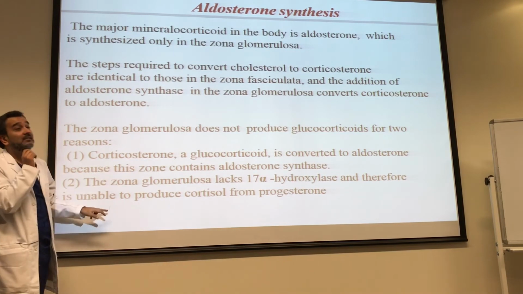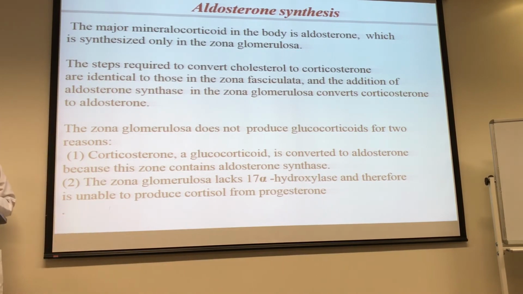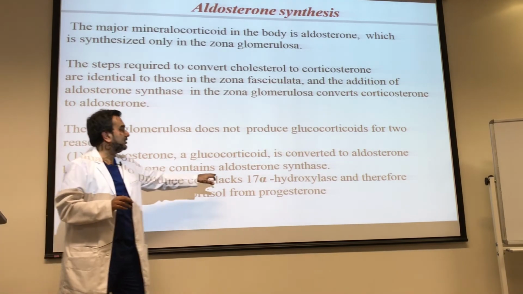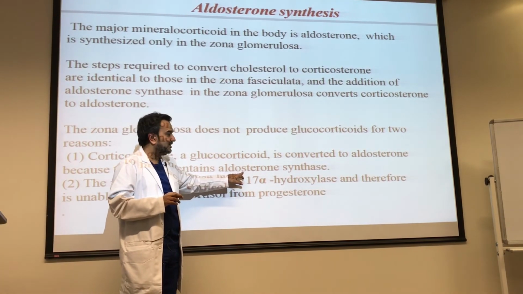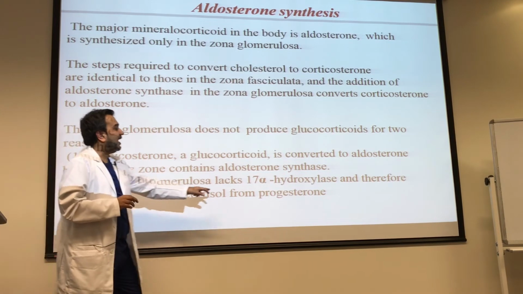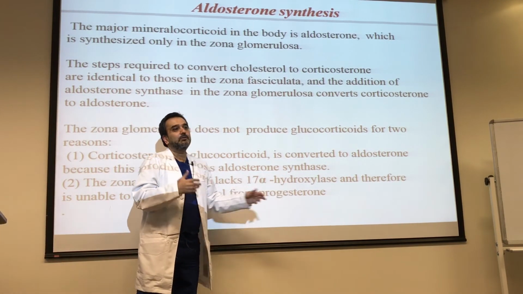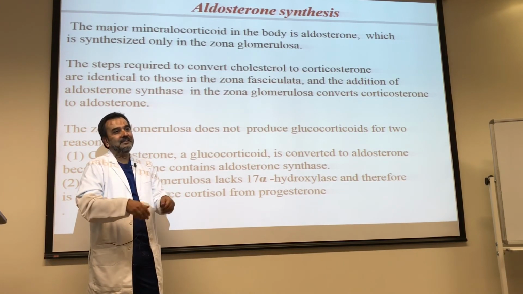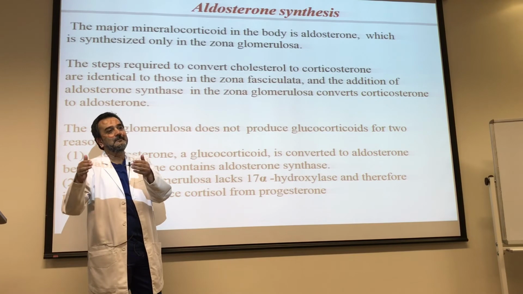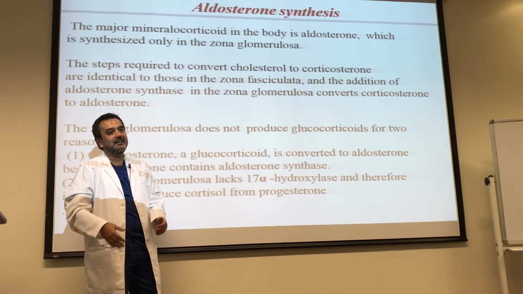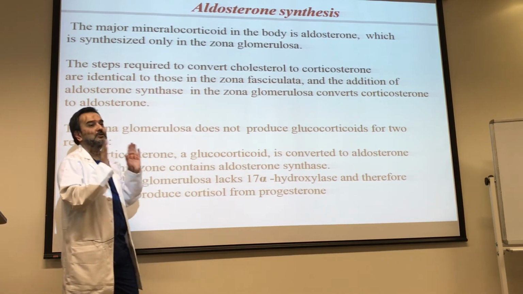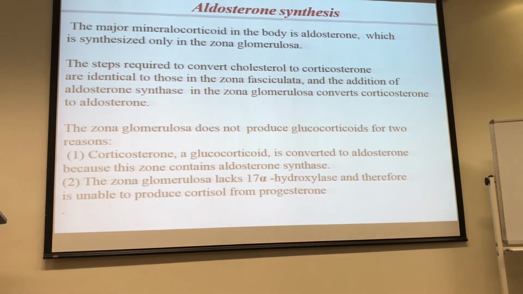So these are the two reasons why zona glomerulosa does not produce glucocorticoid, because all corticosterone which is produced here is converted into aldosterone by the action of aldosterone synthetase, while it does not have 17-alpha hydroxylase, so it is not producing 17-hydroxypregnenolone, and then it is not producing 17-hydroxyprogesterone, and then it is not producing cortisol at all. That's why in zona glomerulosa, you are only going to produce aldosterone.